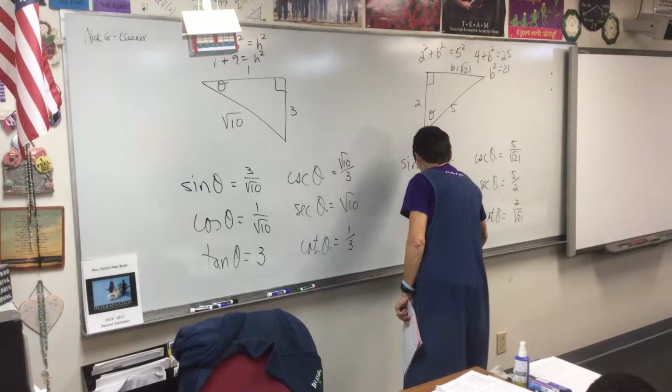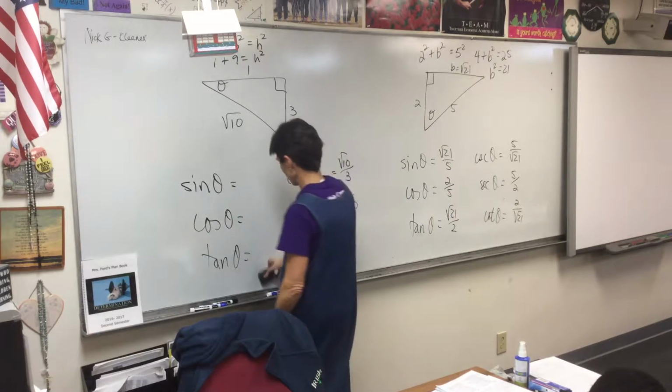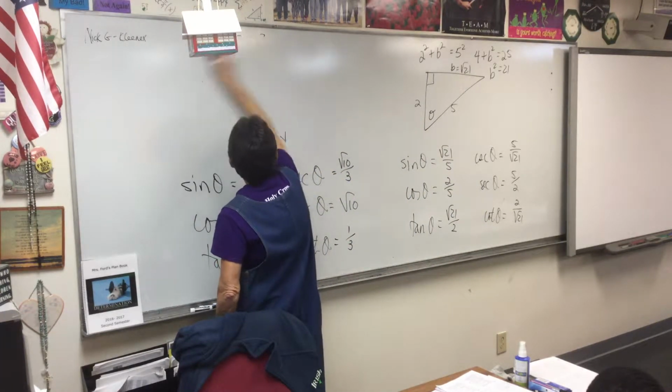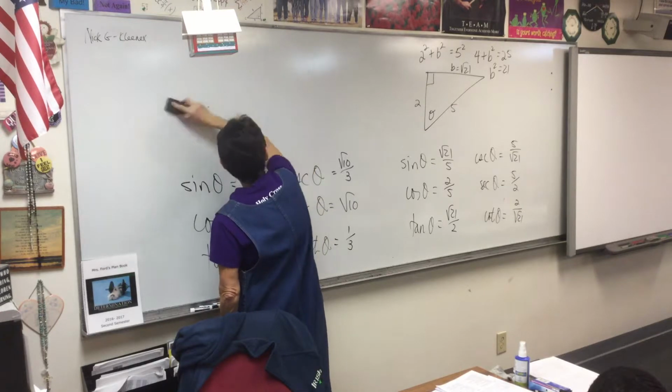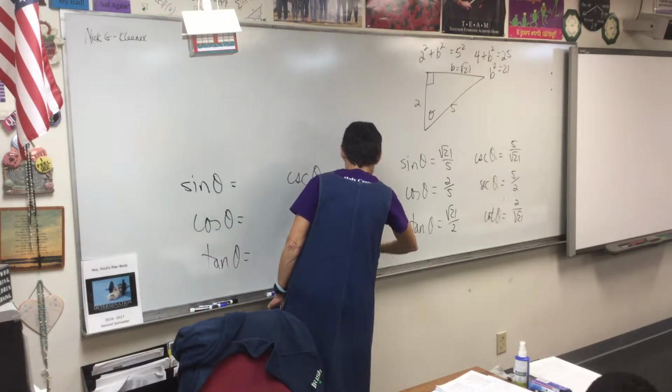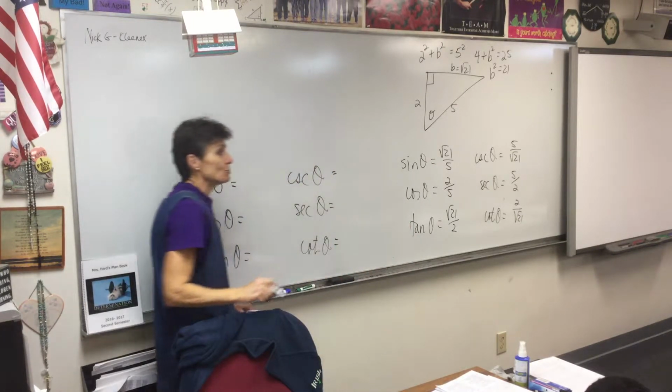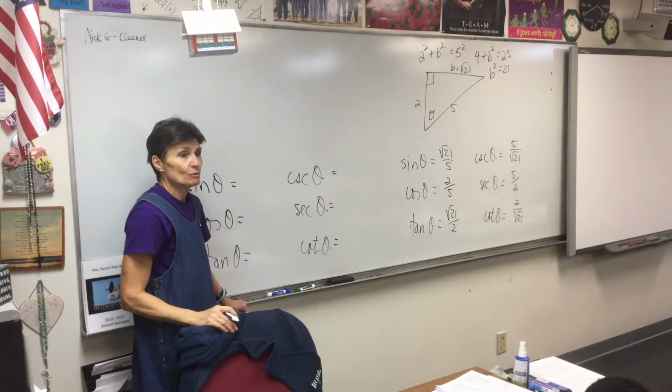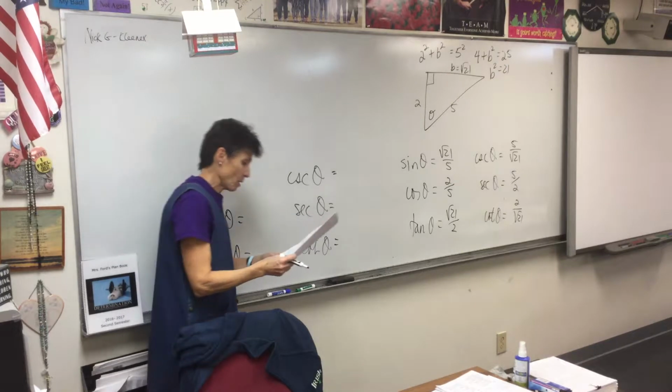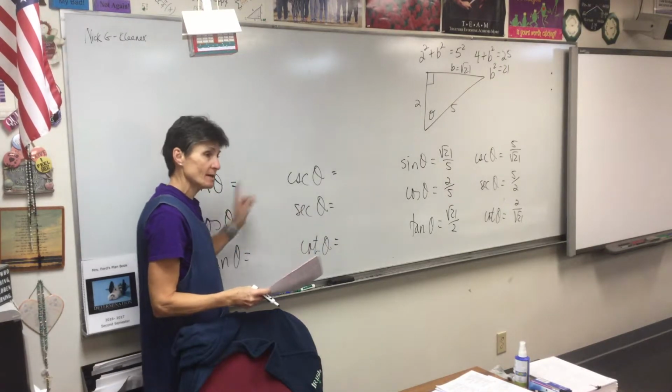How do you feel about those kinds of problems? Pretty good? Beautiful. Yeah, it's pretty easy. Just remember, if one side of the triangle is missing, you need to do the Pythagorean Theorem to figure it out. Now, the next set of problems looks like the same thing.